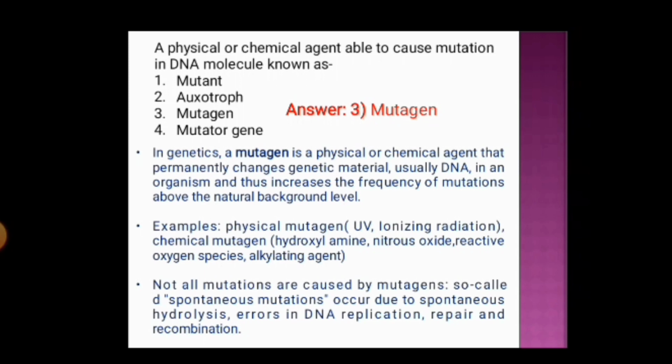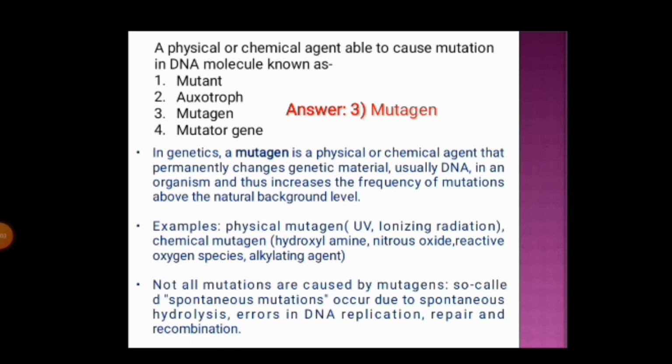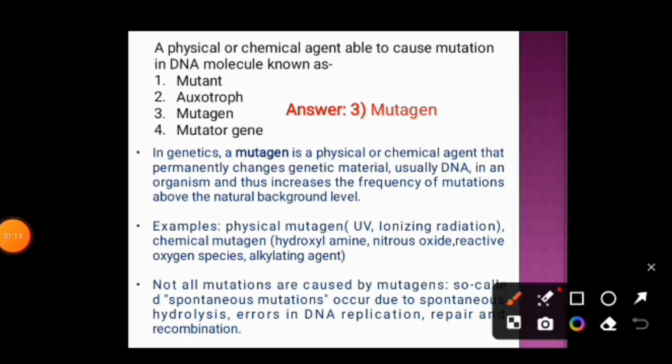In genetics, a mutagen is a physical or chemical agent that permanently changes the genetic material. This genetic material is usually DNA, and it increases the frequency of mutation above the natural background level. A mutagen may be either a physical mutagen or a chemical mutagen. The physical mutagens include UV and ionizing radiation. The ionizing radiations are X-ray, gamma ray, etc. And the examples of chemical mutagens include hydroxylamine, nitrous oxide, reactive oxygen species, and alkylating agents.